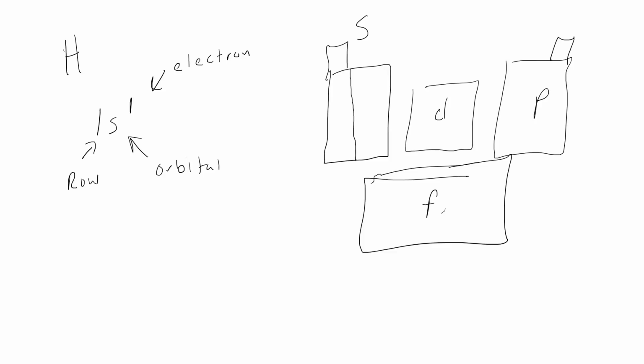One exception to that is helium, because helium is essentially 1s2. Technically it still resides in the s orbitals. Now, as you may remember, each of these orbitals can only house so many electrons. S can house 2 electrons, P can house 6 electrons, D can house 10 electrons, and F can house 14 electrons.